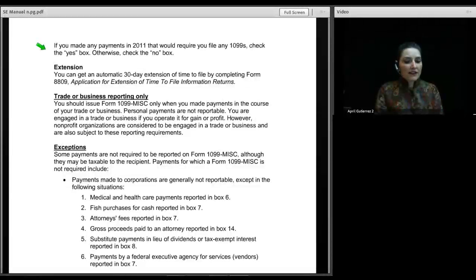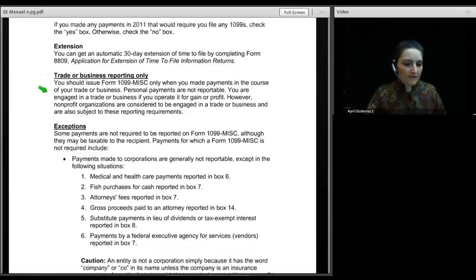Does the form have a filing deadline? As a matter of fact, it does. And it is possible to get an extension to file. It's only a 30-day extension, hardly worth the effort if you ask me. But you can file for an extension using Form 8809.